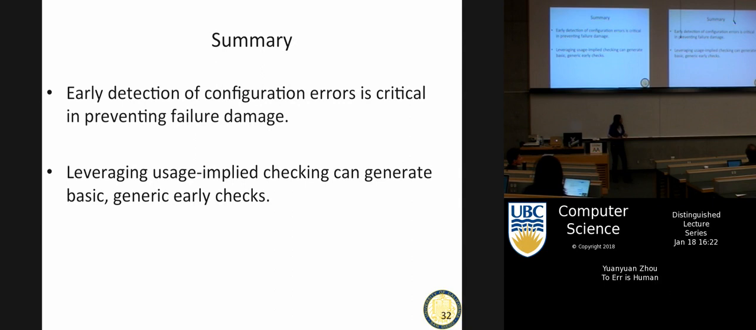So this P-Check shows that we can leverage user-implied checking code to generate some kind of basic generic early checks.